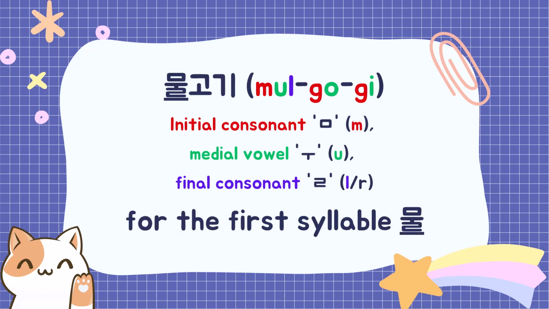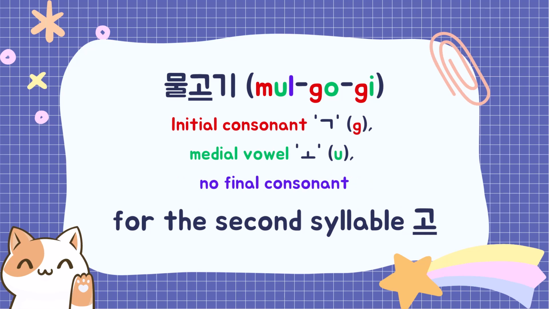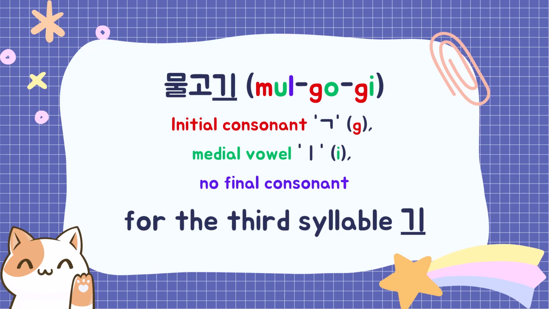물고기. Initial consonant 미음, medial vowel 우, final consonant 리을, for the first syllable, 물. 물고기. Initial consonant 기역, medial vowel 오, no final consonant, for the second syllable, 고. 물고기. Initial consonant 기역, medial vowel 이, no final consonant, for the third syllable, 기.